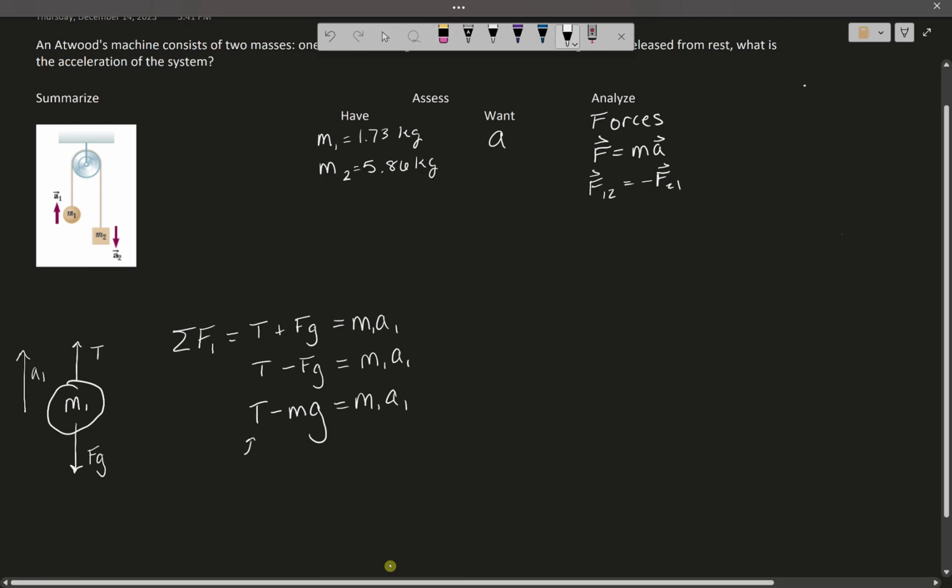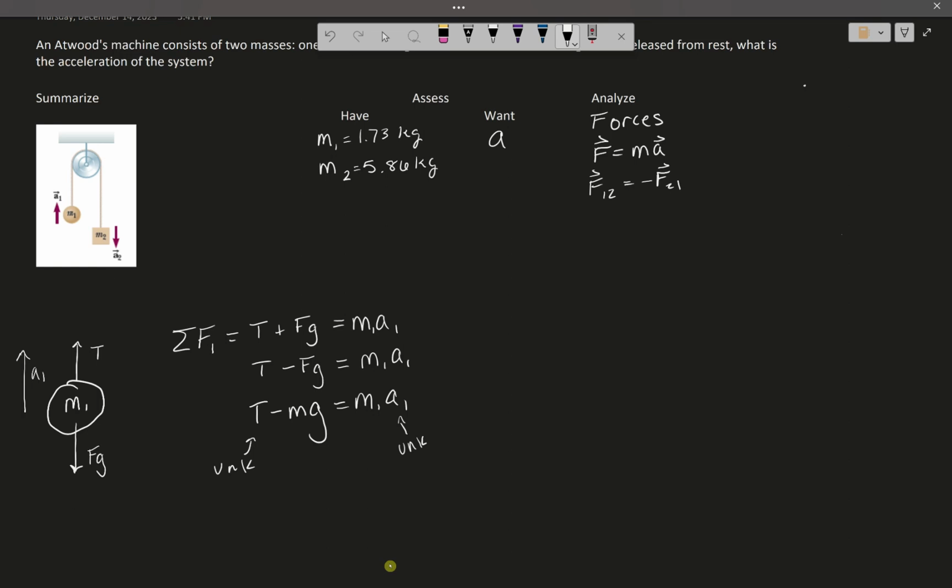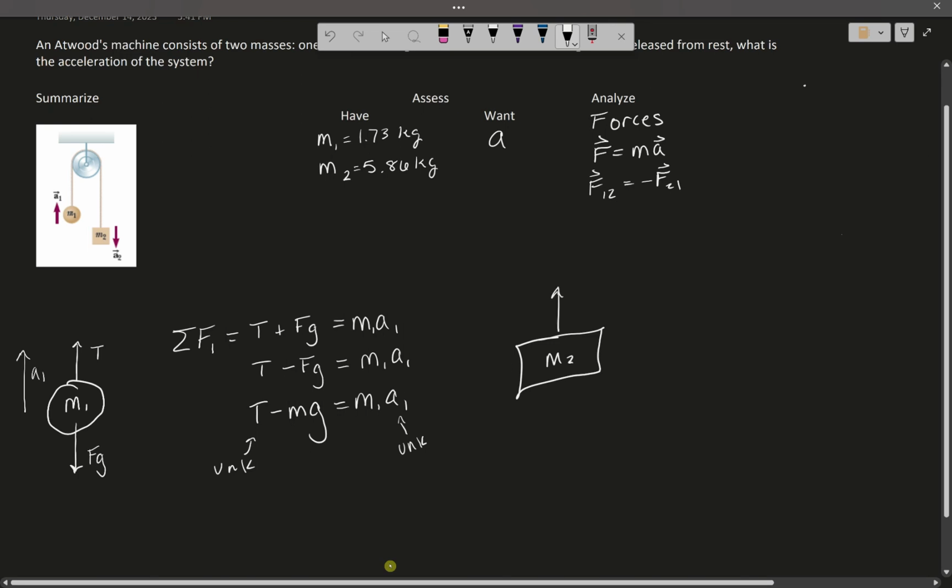The next thing that I want to do is figure out what's happening with this other block. That's because my tension is unknown and my final acceleration is unknown. So when I have two unknowns, I need to solve a system of equations, meaning I need a second equation. So I have mass 2. Mass 2 still has tension on it, acting upwards. This tension is due to the weight of the other object. It has some force of gravity pulling it down, and we know that its acceleration is going to be going in the negative direction.